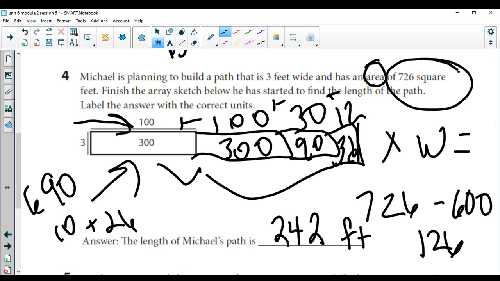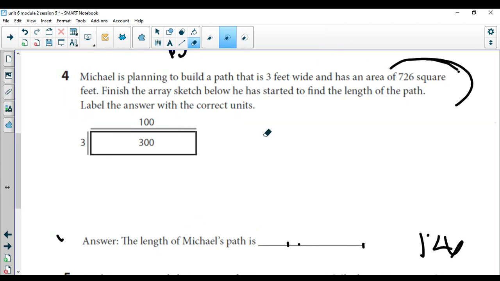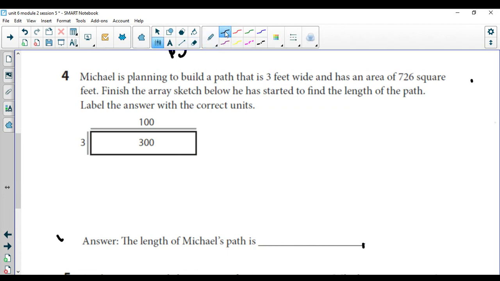Okay, now before I move on, I want to check it. I think it's 242, but I need more space to write. I'm going to erase a little bit here, just so I have some space to check it. Okay, so I said 242. I'm going to go back and put this up. 242 feet, correct? Yes, 242 feet.